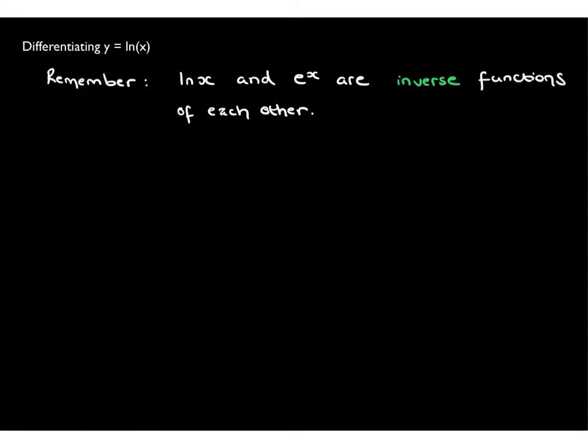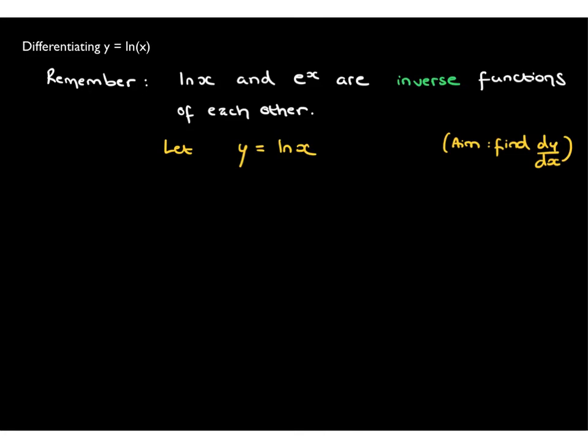And so we need to start off by reminding ourselves that the function ln of x and the function e to the x are inverse functions of each other. So I'm going to start off by saying, let's have y equal to ln x, and our aim is to differentiate y with respect to x. So our aim is to find dy by dx, because then we would have differentiated ln of x with respect to x.